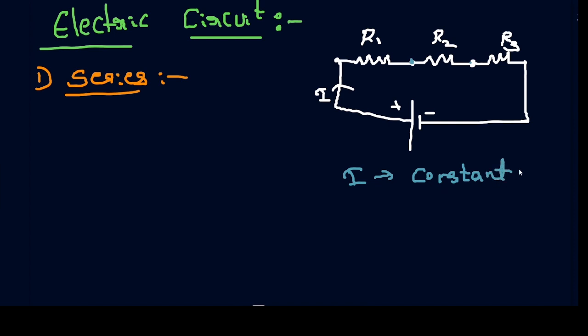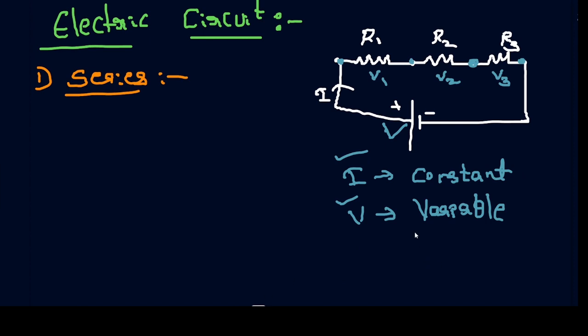Okay, now what is the varying quantity? So the varying quantity is V. Now V is nothing but potential difference, right? Potential difference between these 2 points is V1, and potential difference between these 2 points is V2, and potential difference between these 2 points is V3, right? So potential difference is a variable. Okay, so these 2 points are very important. They may ask you in part B, right?